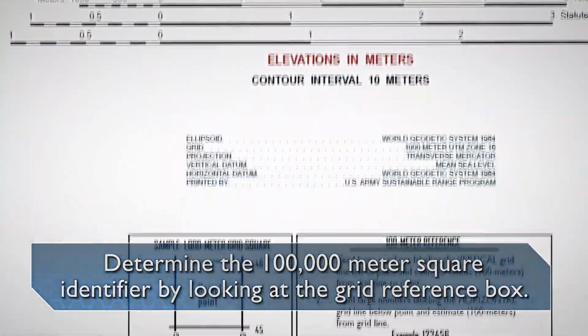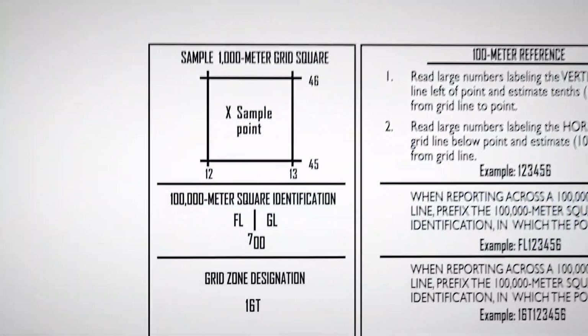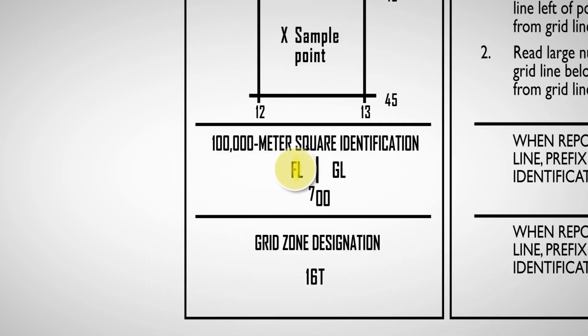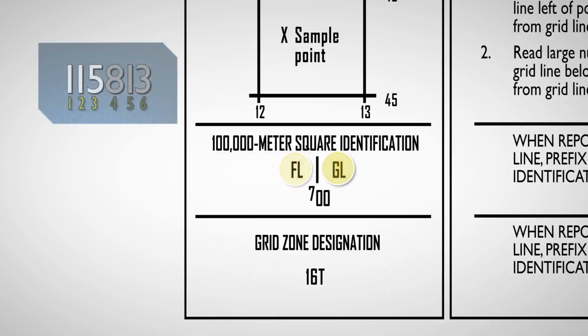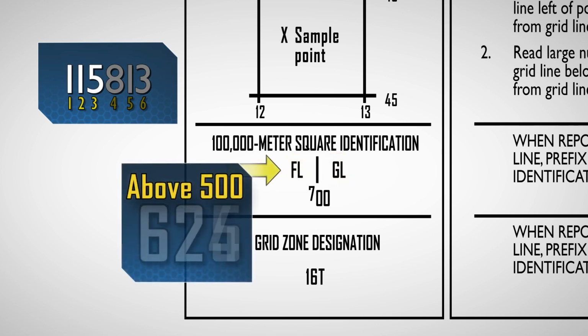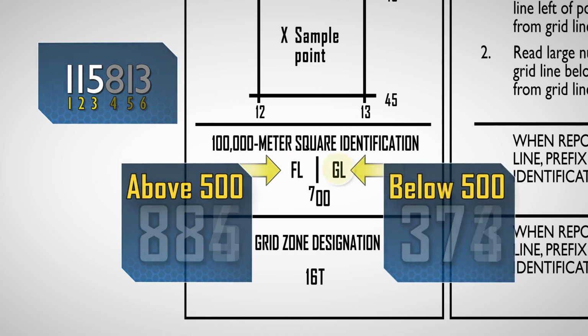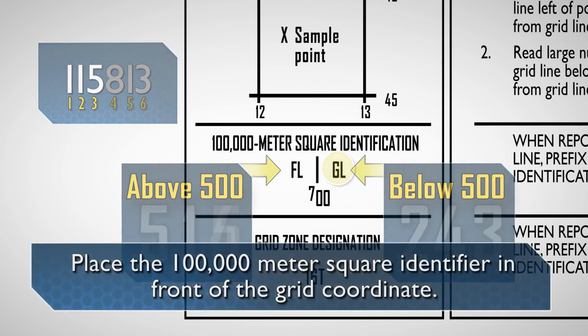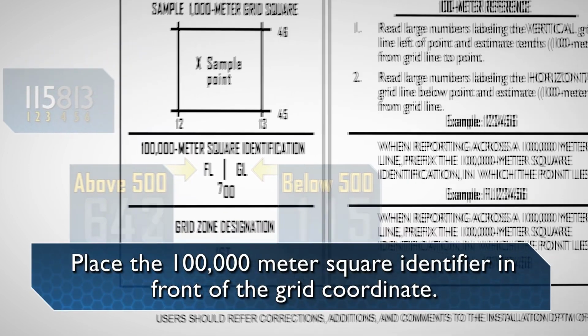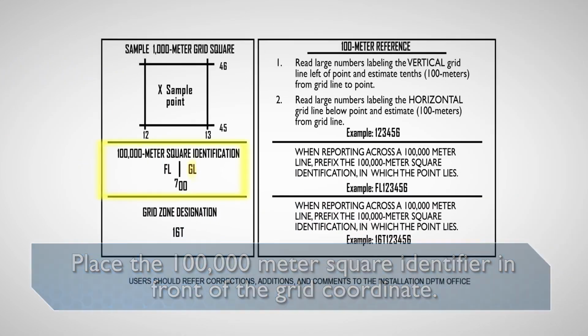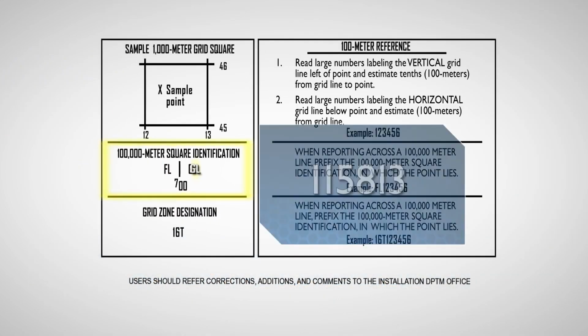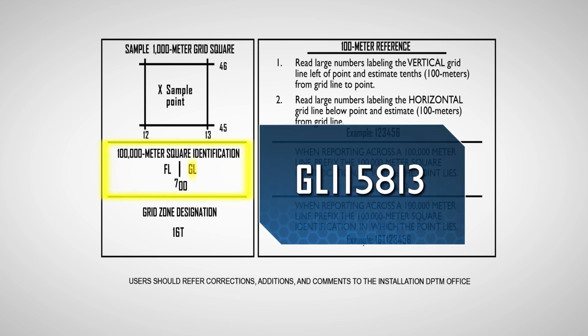Whenever a map covers multiple 100,000 meter square identification grids, as shown in this example, Foxtrot Lima and Golf Lima, and the first 3 digits are above 500, choose the left designator. If the first 3 digits are below 500, choose the right designator. Place the 100,000 meter square identifier in front of the grid coordinate. In the example given, the grid coordinate becomes Golf Lima 115813. Further location precision can be achieved by using the grid zone designation listed in the map's margin.